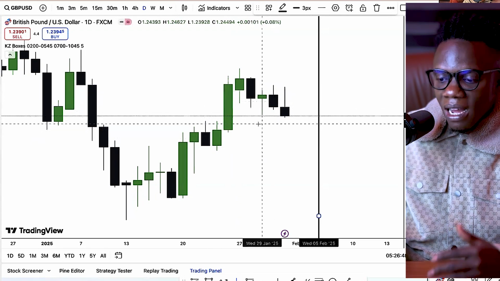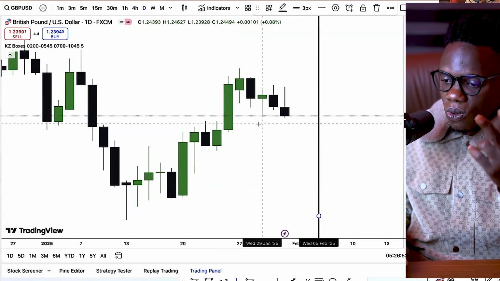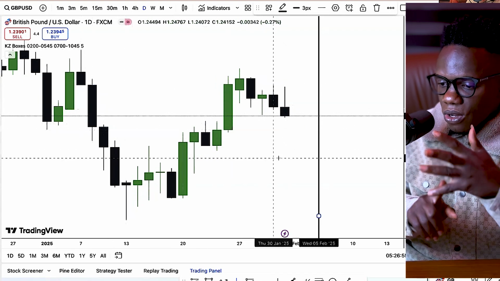Each of these daily candlesticks has two main sessions, London and New York. Though we have Asia, Asia does not play much of a role regarding all these currency pairs. So London, New York, London, New York. The London session combines with the New York session to form each of these daily time frame candles.